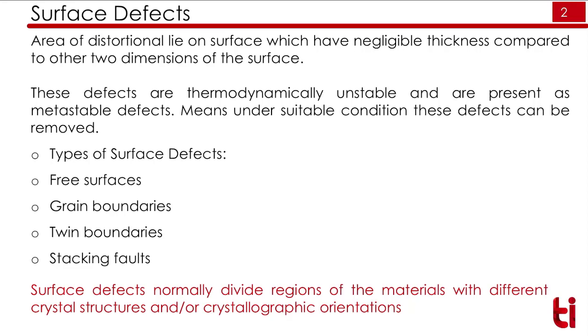There are some types of surface defects called free surface, grain boundaries, twin boundaries and stacking faults. These defects generally divide the material with two crystal structures or two crystallographic orientations. So you have to remember this. This generally divides material with two different crystal structures and/or two different crystallographic orientations.